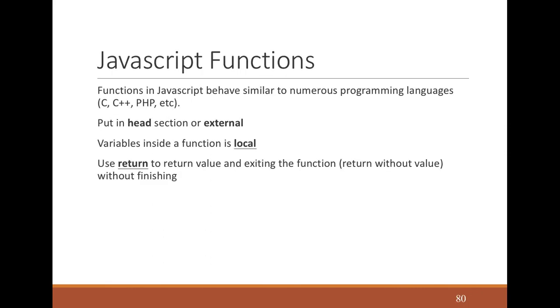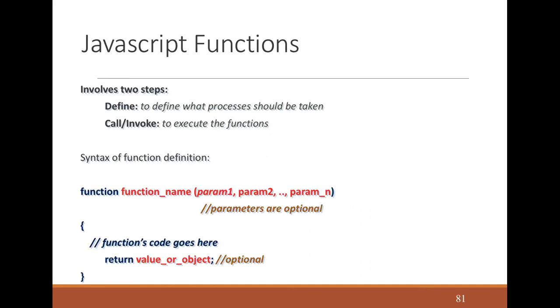Let me see one by one. JavaScript functions involve two steps only. One is define, another one is call or invoke to execute the function. Before that, you have to understand the function syntax, how to write the function. This is quite straightforward. Function, and then you have a function name, and you have parameter 1, parameter 2, or parameter n. That's the way you define the function. And then you have a return value, the value that you want to show to the user or to the system itself.